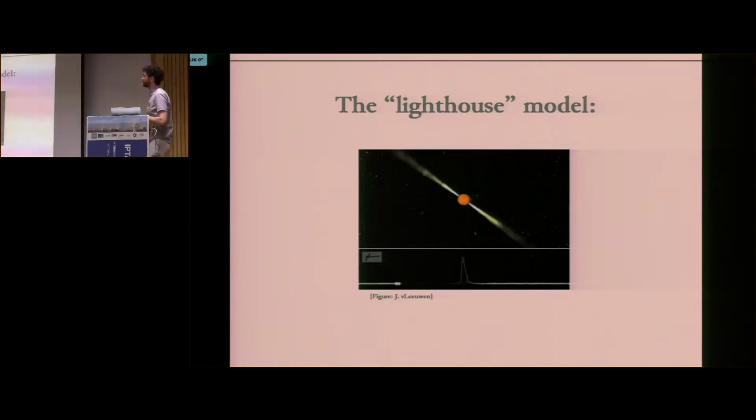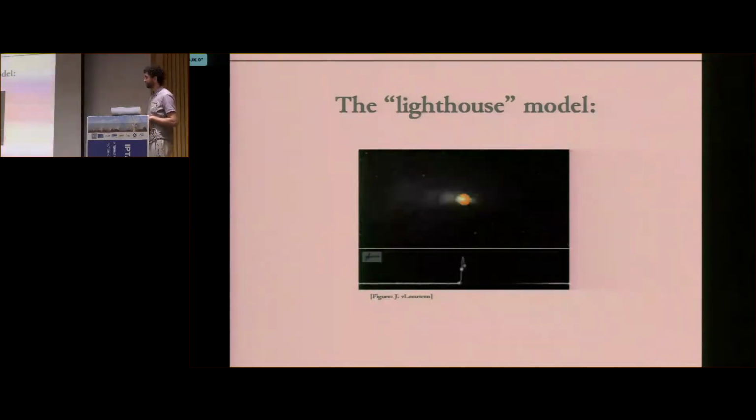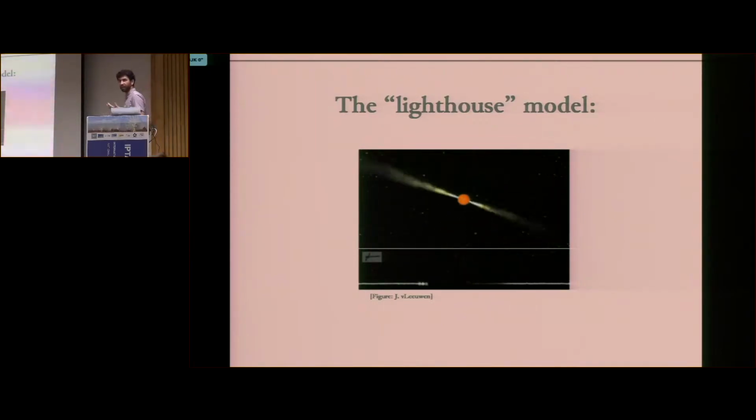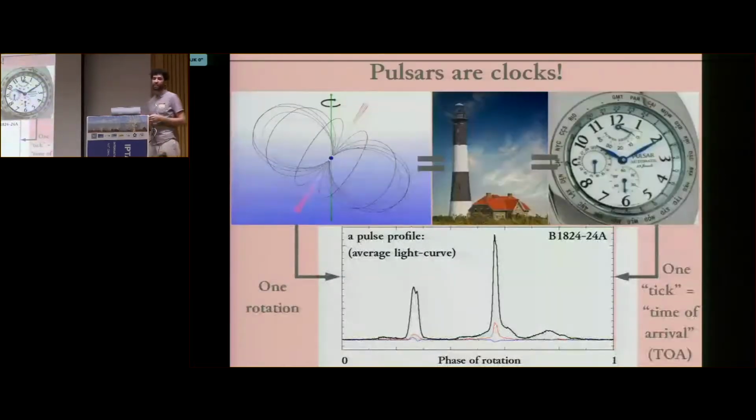So just putting that cartoon image in an animation, I'm sure you have this in your mind already, but as the neutron star rotates and the beam crosses your line of sight, first you see nothing, nothing, nothing, and then a blip of radio emission, and then nothing again. So you get this blip roughly once per rotation, and that's very much like a lighthouse. And the first take-home point is that you can time these pulsars because pulsars are clocks.